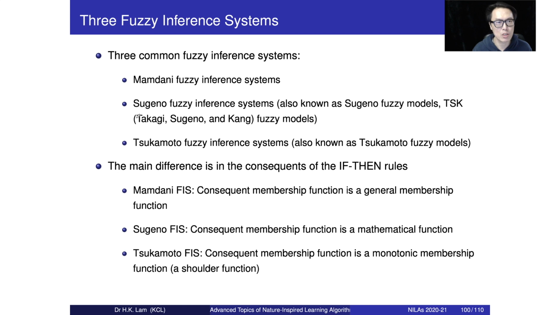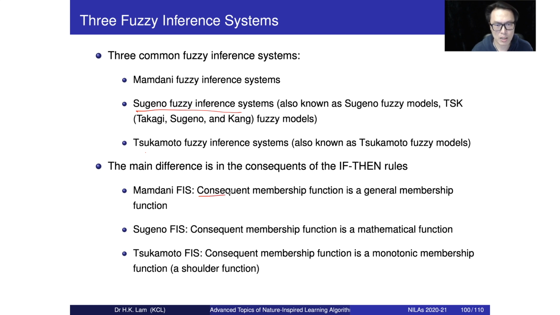And then another one that we call the Tsukumoto fuzzy inference system, and sometimes we call this the TSK fuzzy model. And another one that would be the Tsukumoto fuzzy inference system. If you look at the difference, when we talk about the Mamdani fuzzy inference system, in the if part, they are all the same.